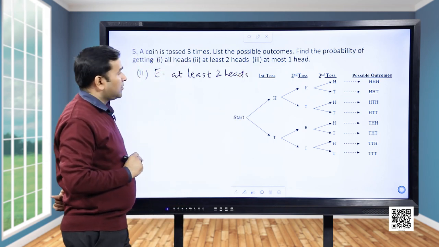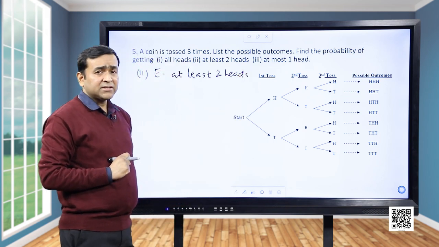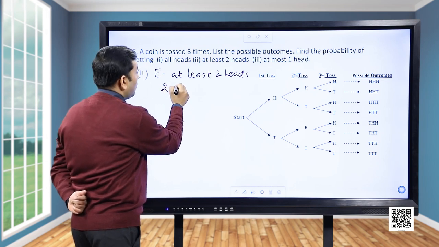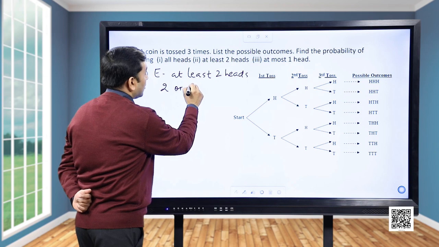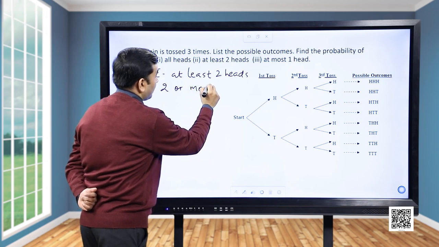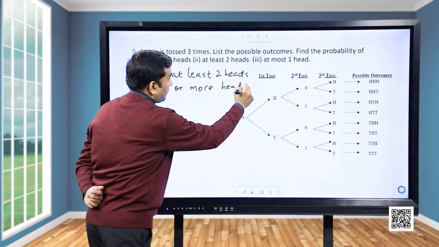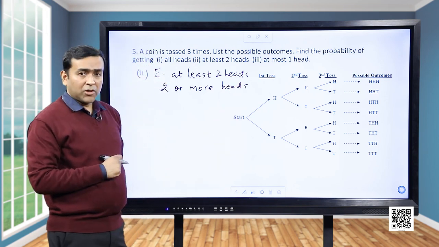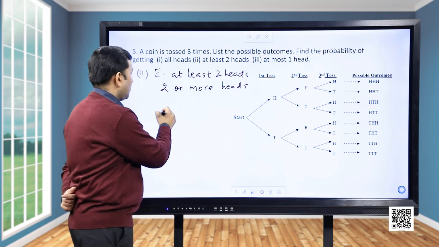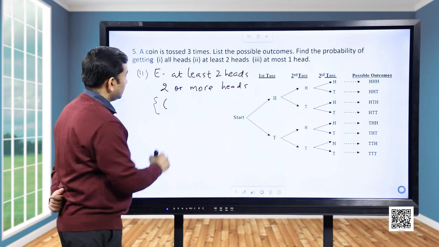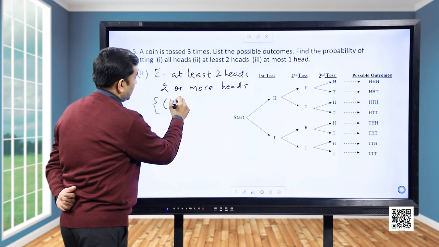At least 2 heads. What do we mean by at least? At least means 2 or more heads. Okay, so what is the favorable outcome?